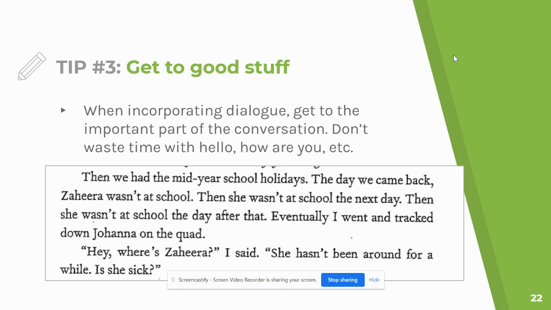Then we had the mid-year school holidays. The day we came back, Zahira wasn't at school. Then she wasn't at school the next day. Then she wasn't at school the day after that. Eventually, I went and tracked down Joanne on the quad.